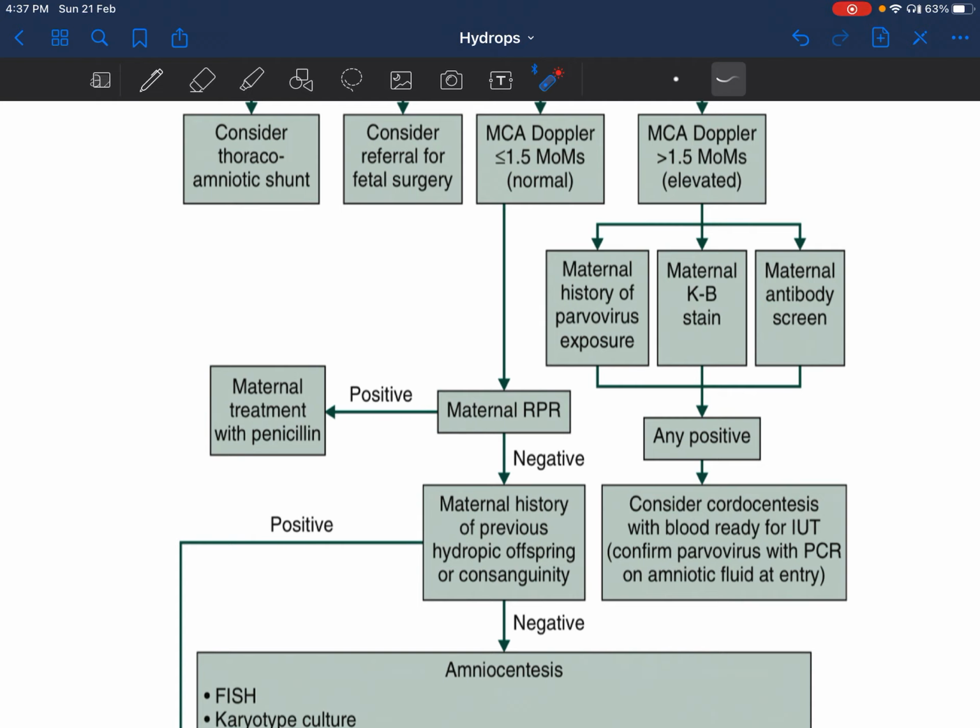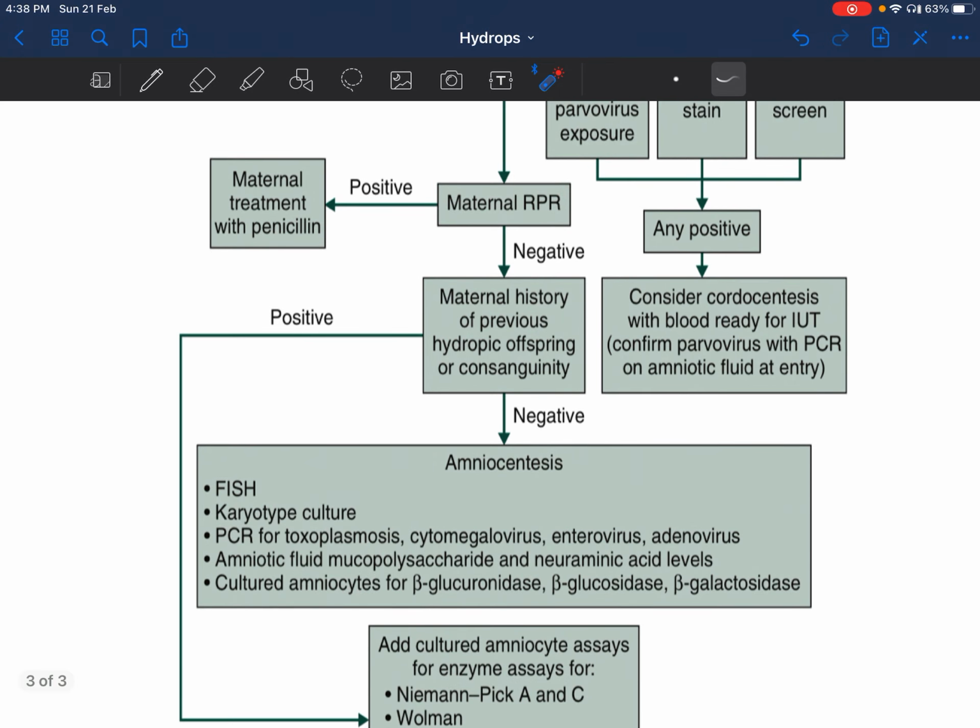Now again you're in soup. You have not found the common causes. Then you will try to look for zebras. If you're not able to find horses, try to look for zebras. So you will do a workup for syphilis. If that is positive, you'll treat the mother with penicillin. Suppose syphilis is negative. Then ask for further history.